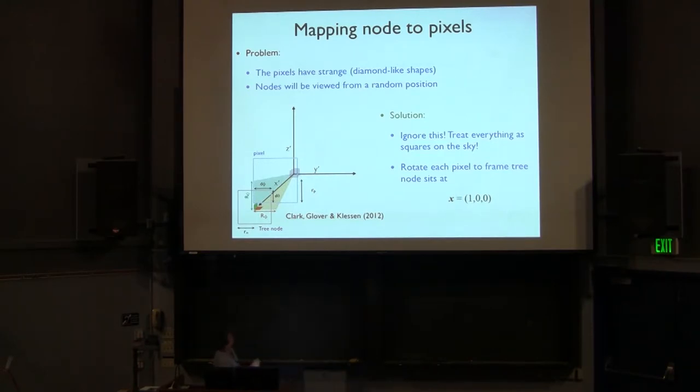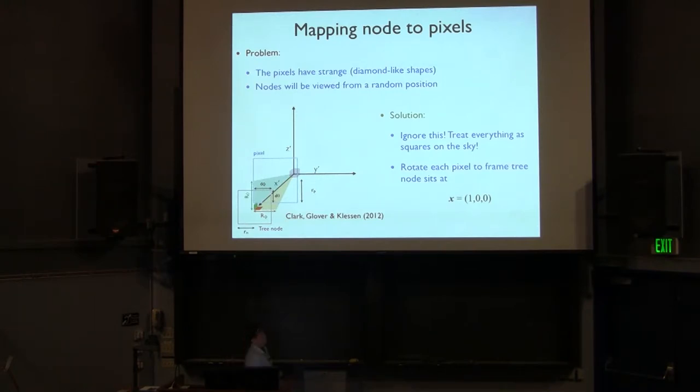And so what we did was we flipped every pixel into a frame of reference where the tree node that you're looking at, the one you're going to map, sits at x equals 1, 0, 0 in a unit vector. So the tree node is out here. The pixel is then flipped into this rotation, into this geometry, and then you're trying to work out the mass that's in this little bit in here. And we find that works fairly well. It can be quite slow. It adds maybe a factor of 3 overhead to doing the gravitational tree because you're constantly flipping these pixels. But we found that it gave the best results, and that was the best way we could do it at the time.